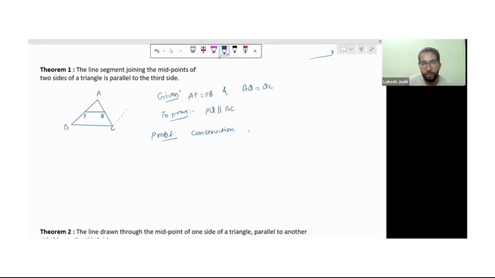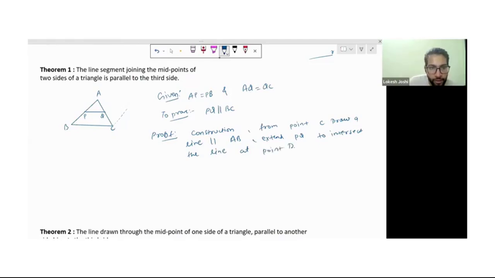So from point C, draw a line parallel with AB. And after that, extend PQ to intersect the line at point D. Now after that, we will extend this and suppose this point is D. So the question is why we have done this construction.